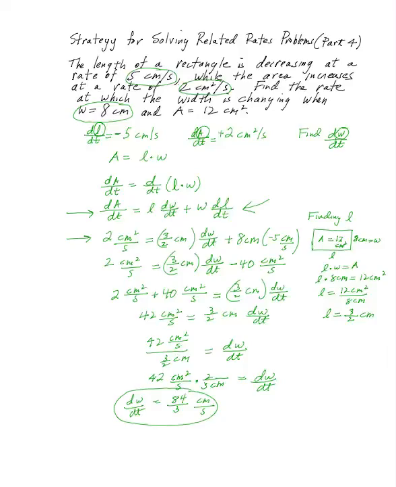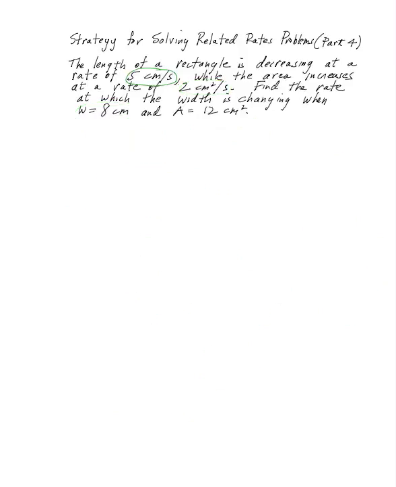So the first step, as we've indicated before in our 4-step process, is to identify the rates in the problem and to write them as derivatives. So this 5 centimeters per second is the rate at which the length is decreasing. So the rate of change of the length with respect to time is negative since the length is decreasing.